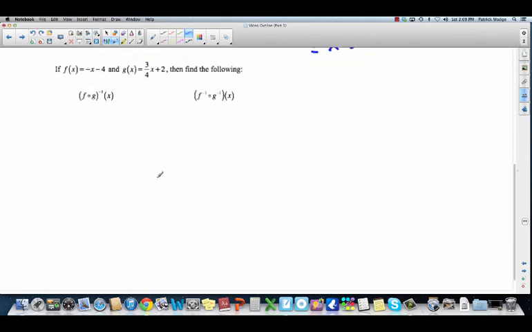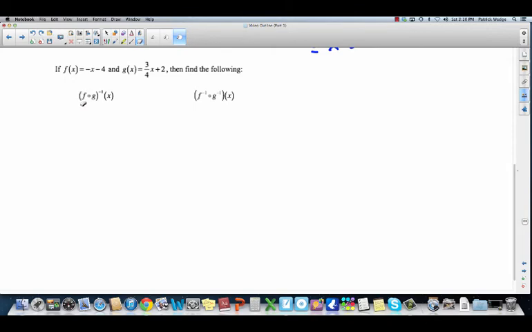Okay, last one's kind of a crazy question here. F of x equals negative x minus 4, and g of x equals 3/4 x plus 2. We want to find f∘g. Remember what that is? It's the same as f circle g, or f of g. Another way you could write this, in case you forget, is f of g of x, all to the negative 1, or inverse, in other words, like that, right? It's the same thing we just did. It's composite functions. So f of g inverse of x.